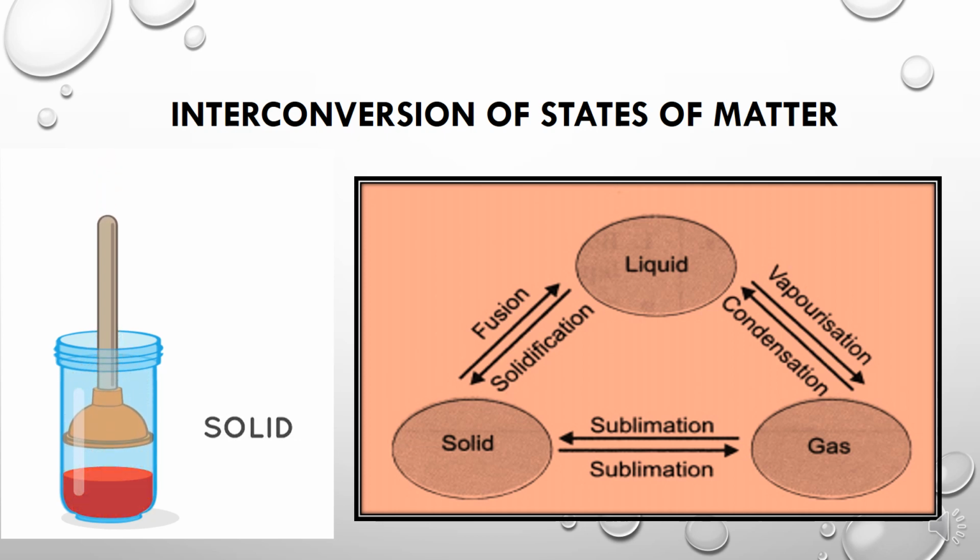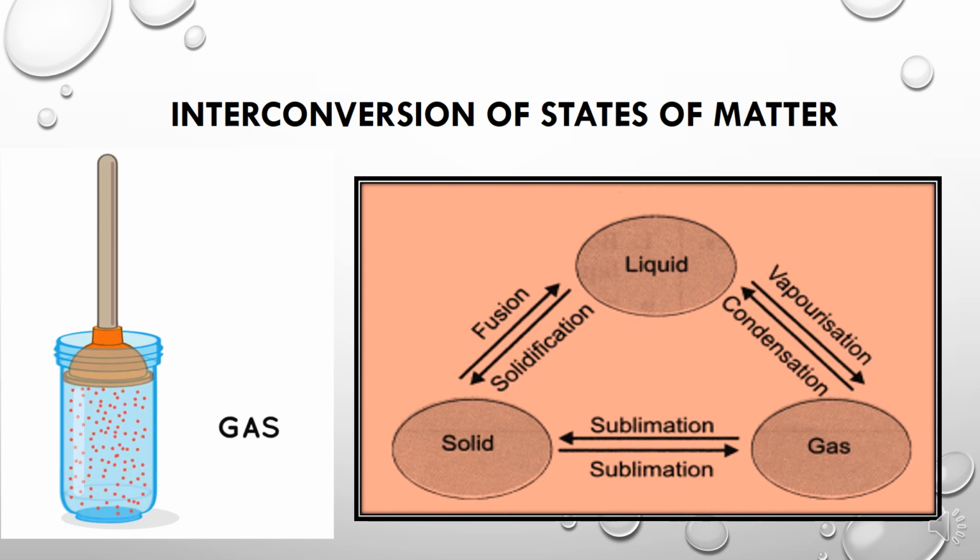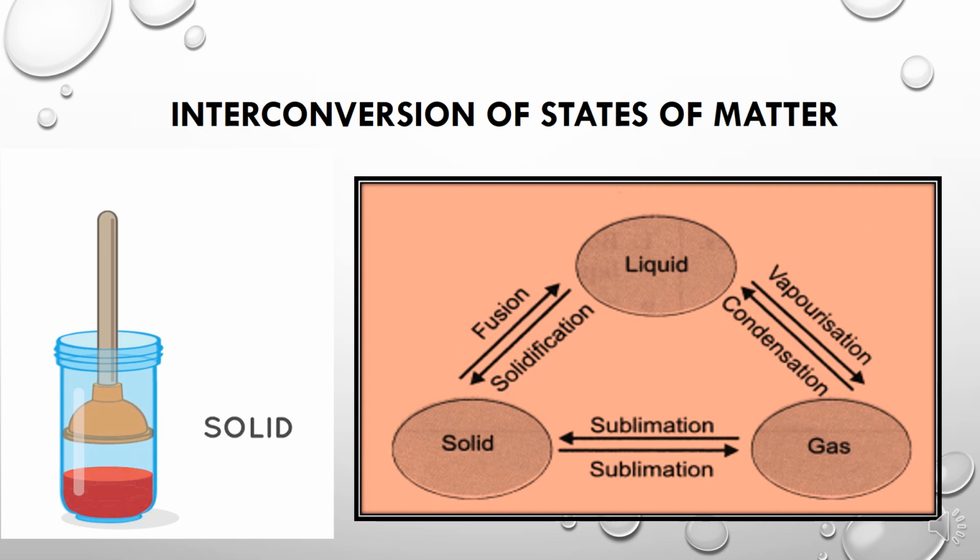And when a gas converts into a liquid, then it is called condensation. And this can be carried out either by heating or cooling, or by applying pressure. As you can see in the picture, if we compress gases, first they convert into liquid and then finally they can be converted into solid. So by varying the conditions of temperature and pressure, we can carry out these interconversions of different matter.